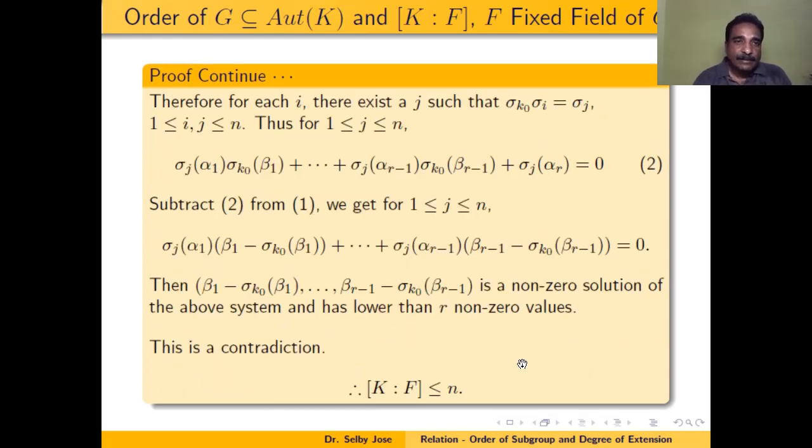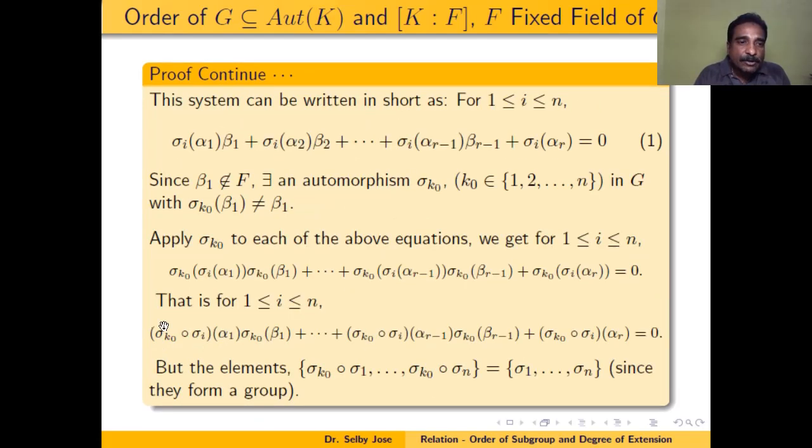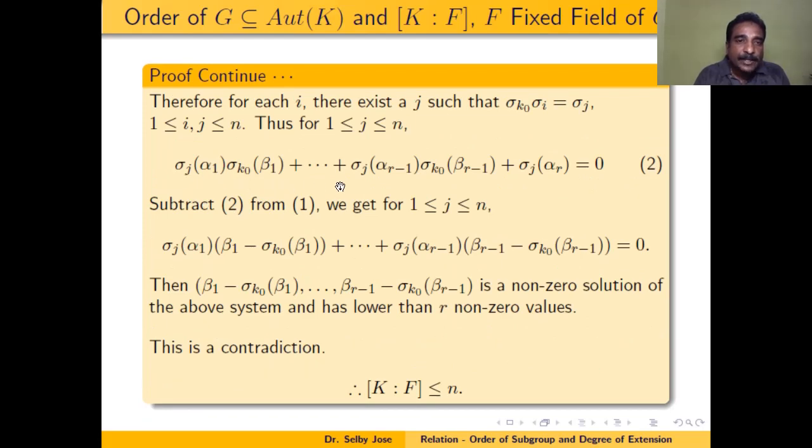So therefore, for each i, there exists a j such that sigma k naught composite sigma i is equal to sigma j, because sigma k naught composite sigma i is an element of the group, and so it will be one of the sigma j, where i is between 1 and n and j is also between 1 and n. So this above equation you can write as sigma j of alpha 1 into sigma k naught of beta 1, etc., sigma j of alpha r minus 1 into sigma k naught of beta r minus 1, plus sigma j of alpha r is equal to 0. This equation we call equation 2.